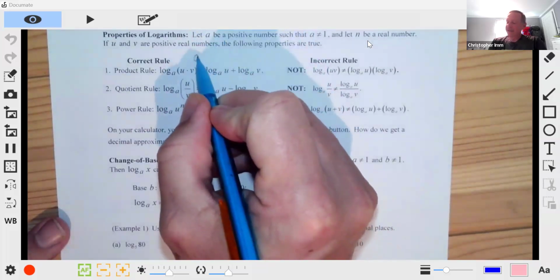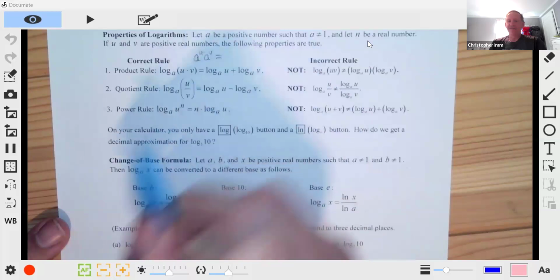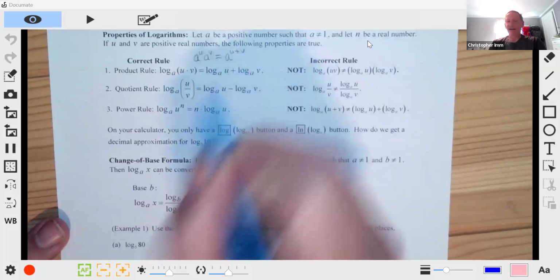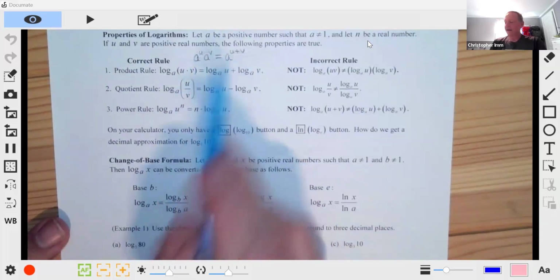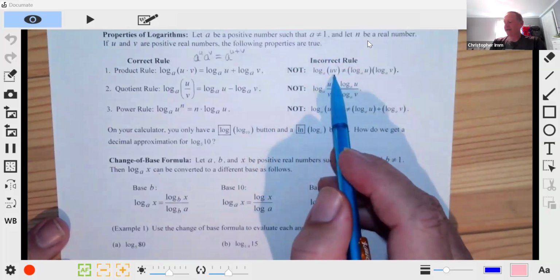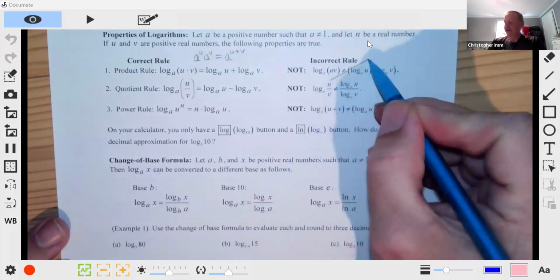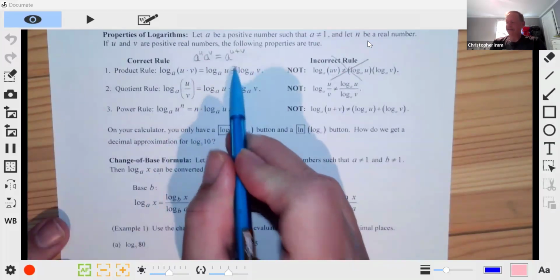It comes from the fact that when you have a to the u times a to the v, exponential rules tell us that we can combine that with one exponent, but we add those exponents together. So remember, if you remember that log is an exponent, we can think of these products as sums. One common misconception would be that when you have log base a of u times v, it's log base a of u times log base a of v. This just doesn't work. It seems like it might, but it doesn't. So in this product rule, we're actually adding these together.